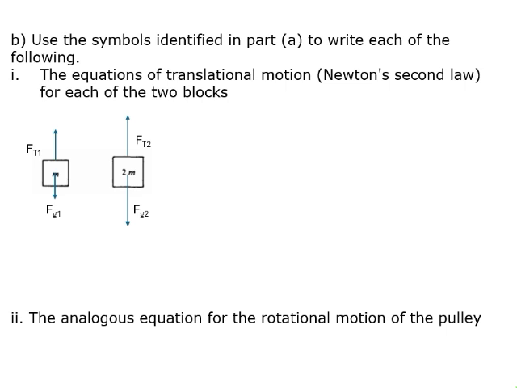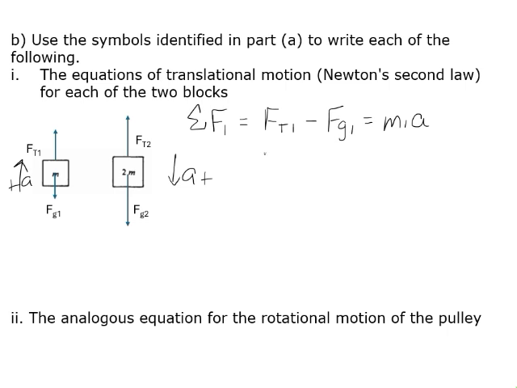In part B, we use the symbols identified in part A to write each of the following. First, the equations of translational motion, i.e. Newton's second law for each of the two blocks. The sum of the forces that are acting on block 1, remember that we said we were calling upward as positive on the left and downward as positive on the right. So the forces acting on block 1 would be the force of tension 1 minus the force of gravity 1 is equal to the mass 1 times the acceleration.